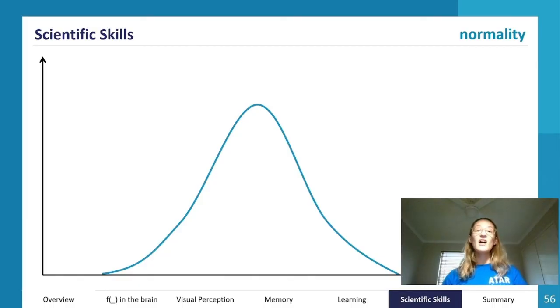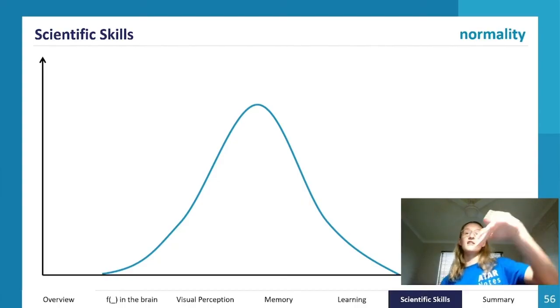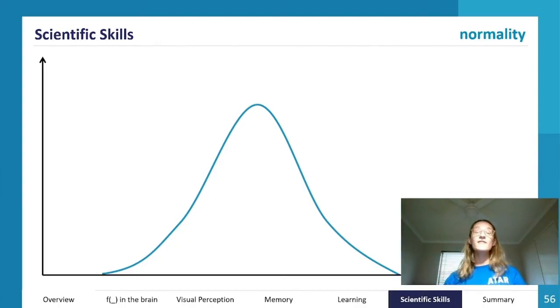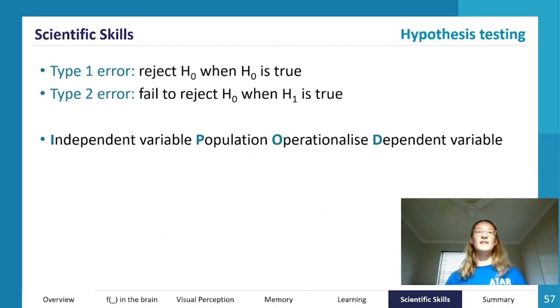Normality. One of the things that you'll have a look at is the idea of the curve in the graph, and this would be seen as a normal distribution. So that's just some terminology to keep in your mind. Hypothesis testing is another thing that we'll quickly touch on.